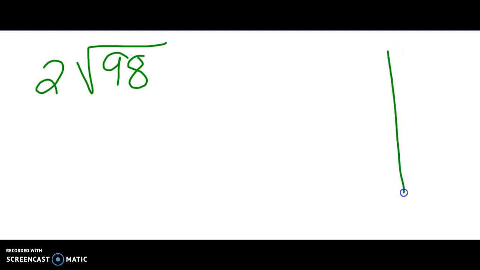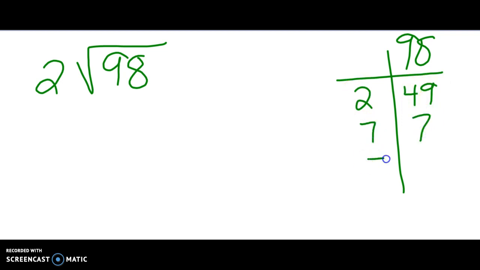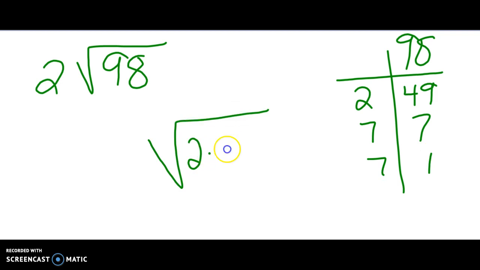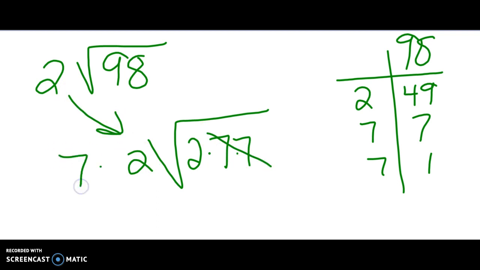I got to break down the 98. 98 divided by 2 is 49. I know it's 7 and 7, 7 and 1. So then I have my 2, my 7, and my 7. I got to bring this 2 down. Got a pair of 7s, bring out a 7. 7 times 2 is 14. Square root of 2. That's it.